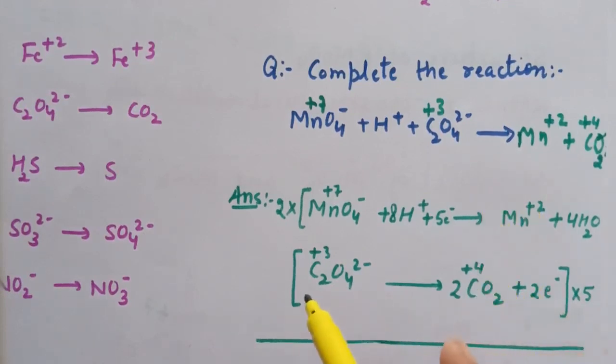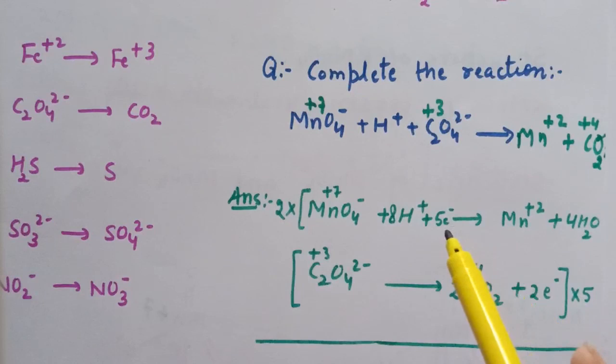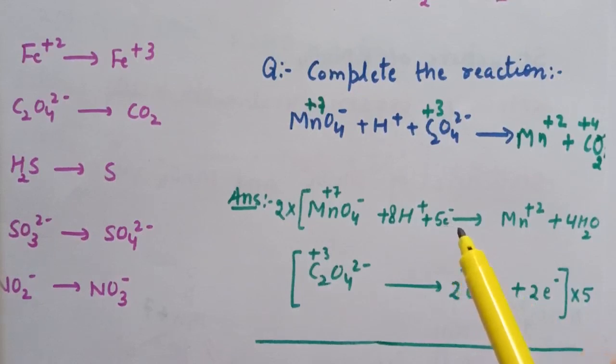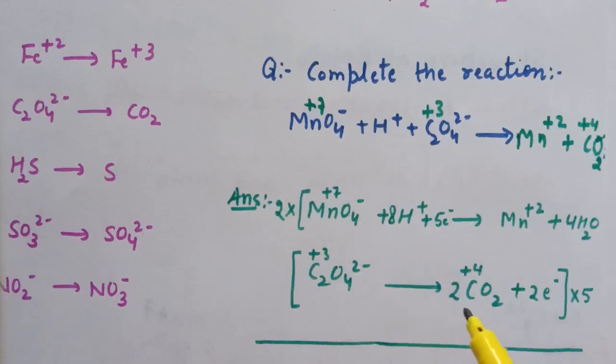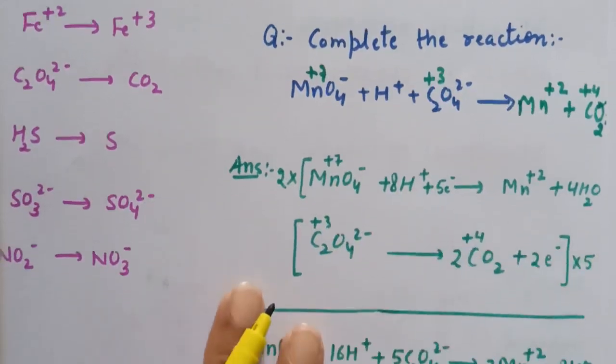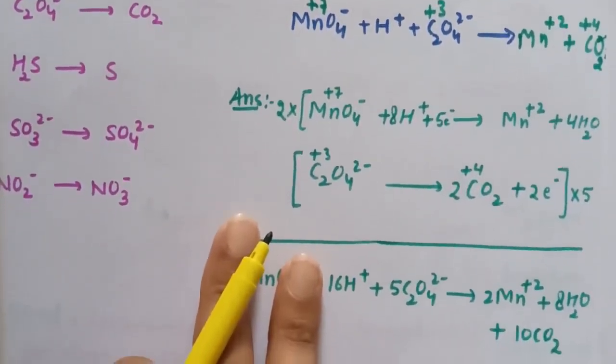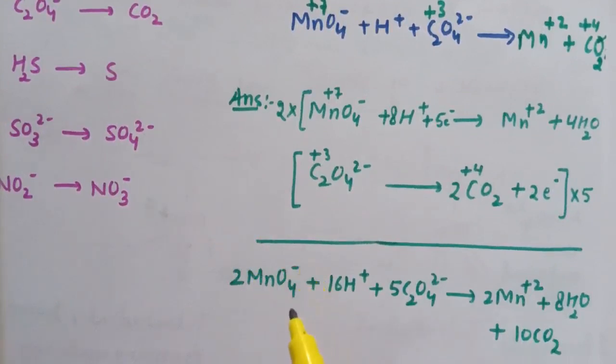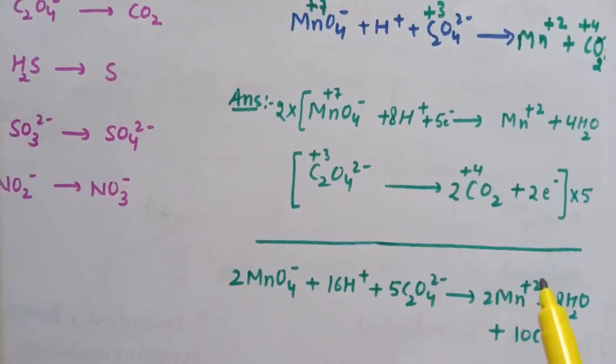Oxygen is already balanced. Now this is the reduction half reaction, and this is the oxidation half reaction. Here we have 2 electrons in the oxidation half reaction and 5 electrons in the reduction half reaction. So we will multiply the reduction half reaction by 2 and the oxidation half reaction by 5. So here is the complete balanced equation: 2MnO4 negative plus 16H plus 5C2O4 2 negative, and on the right hand side we have 2Mn+2 plus 8H2O plus 10 CO2.